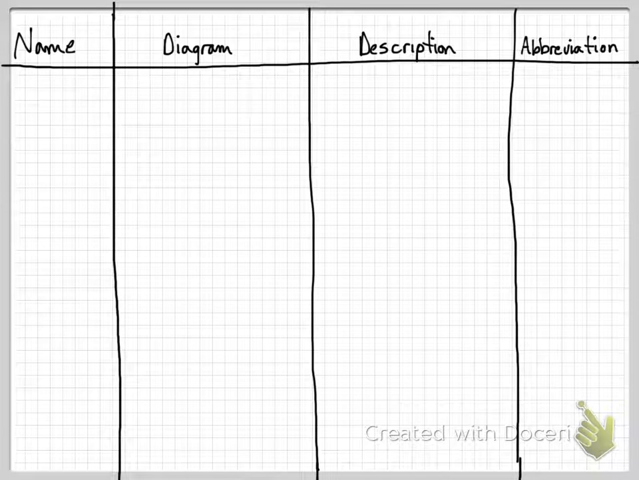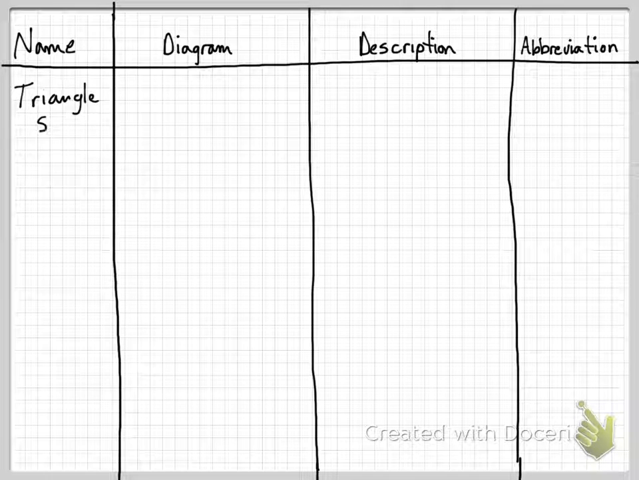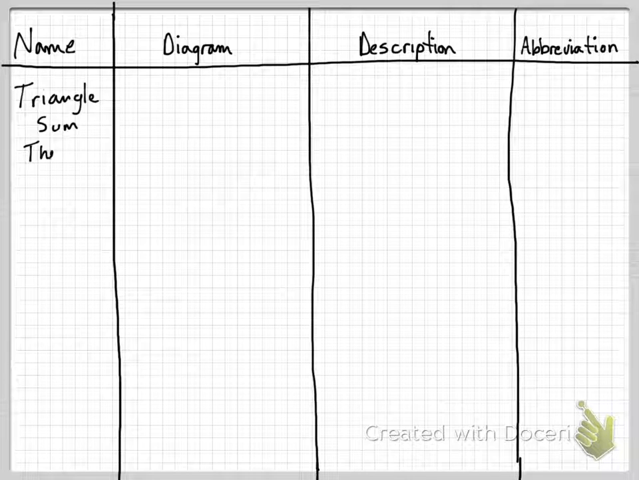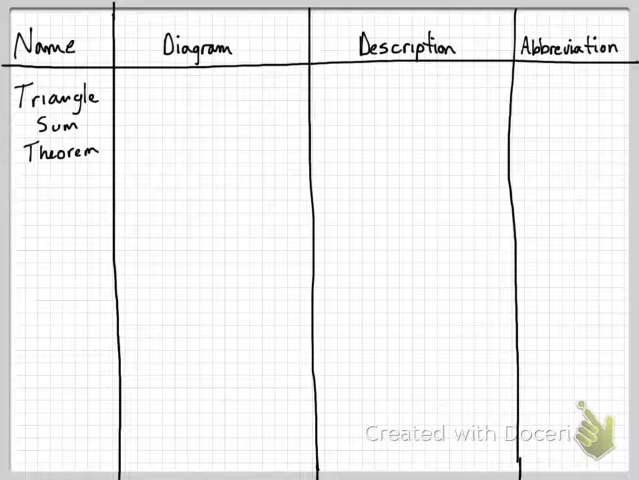Okay, we have 4 rules today. These are all dealing with triangles. The first one that we're learning today is the Triangle Sum Theorem. You probably already know this rule. You might not know it by this name, but that's how we're going to refer to it. Triangle Sum Theorem. We're dealing with triangles today, so I'm going to start by just drawing a basic triangle.